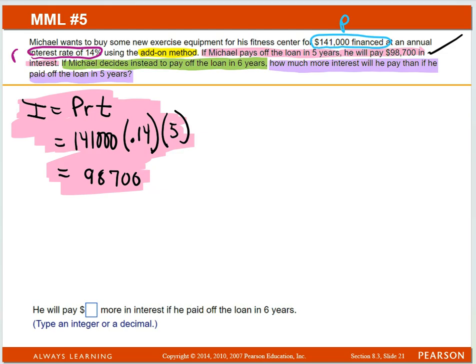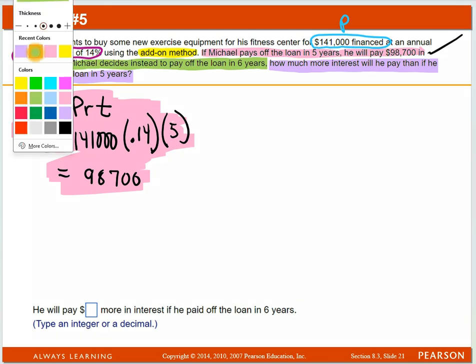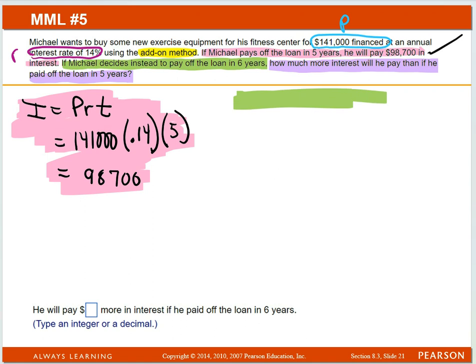All right, so I have to do the green part now. I've got to figure out, well, what was his interest? What would the interest be if it took him 6 years to pay it off? Obviously, it's going to be more because he's taking longer to pay it off, right?